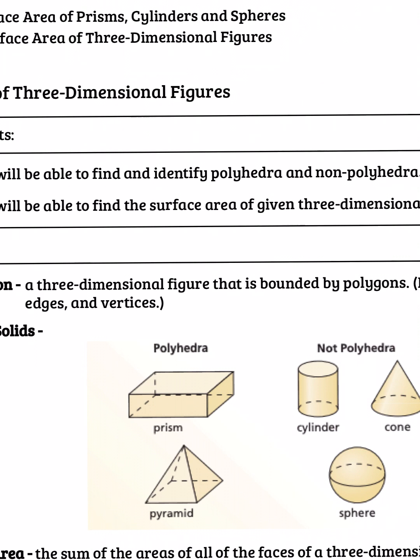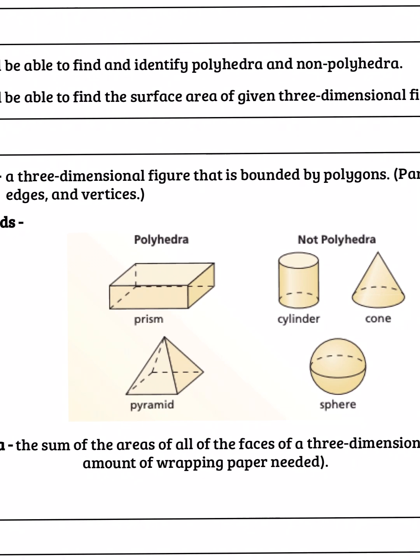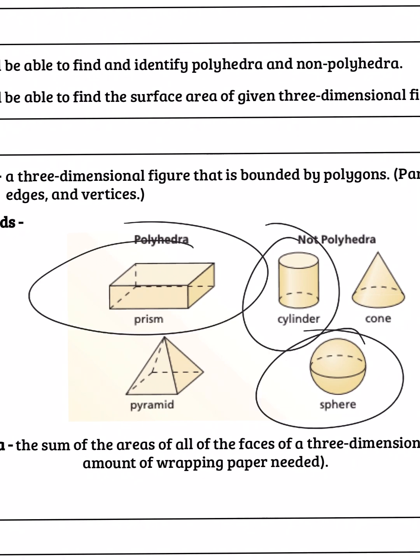Now, with surface area, you want to think about wrapping a present. That's going to be like, how much wrapping paper do I need? What is the outside of the shape? Not talking about what can fill the inside. So today we're going to be focusing only on prisms, cylinders, and spheres. We're not going to worry about cones and pyramids quite yet. That's going to be what we do next.